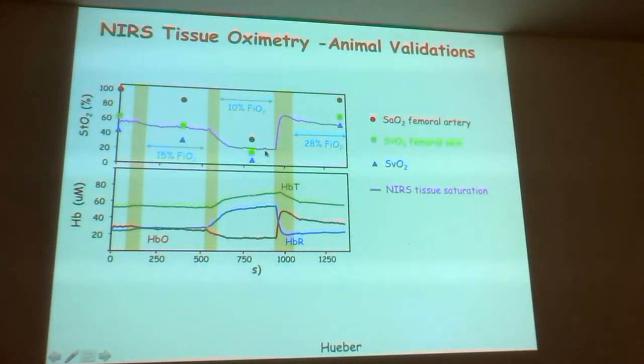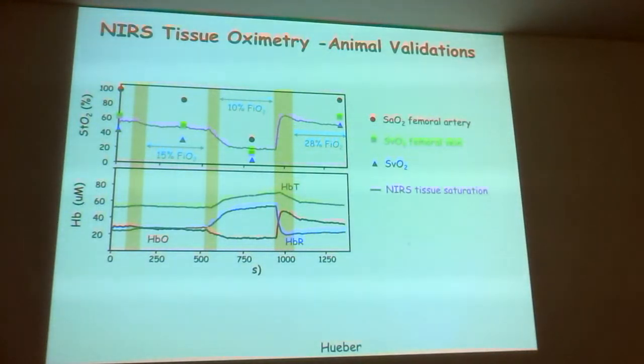That could be compared against arterial oxygenation measured by blood gases in the femoral artery, venous oxygenation measured by blood gases from the femoral vein, and against, well, the blue one I won't talk about. You can see that the NIRS measurement of the saturation was bracketed quite nicely between the femoral artery and the femoral vein. That makes perfect sense because the NIRS measurement is not measuring just arteries, it's not measuring just veins, it's measuring the arteries, capillaries, and veins.